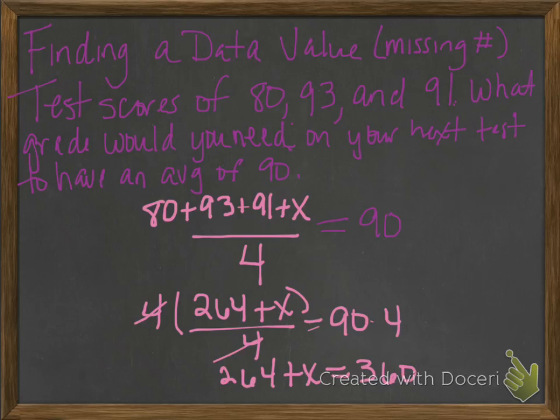We're still solving for x, so I need to subtract 264 from both sides. And I'm going to go ahead and write this up here. When I subtract 360 minus 264, I get 96. So on the test coming up, I would have to have a 96 on that test to have an average of 90% on the 4 tests.